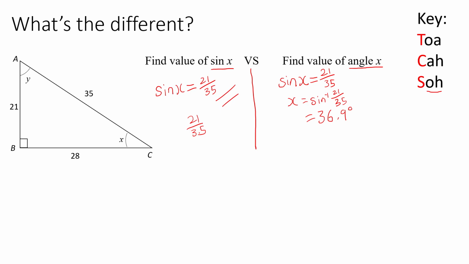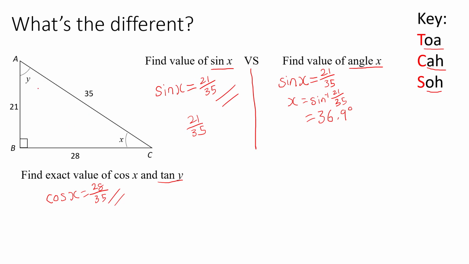So let us take a look at 2 more examples. Find the exact value of cosine x and tangent y. If you want to find the value of cosine x, cosine is adjacent over hypotenuse. So cosine x will be equal to adjacent, which is 28, over hypotenuse, which is 35. And this will be your answer, 28 over 35. As for tangent y, for tangent, we have to take opposite over adjacent.